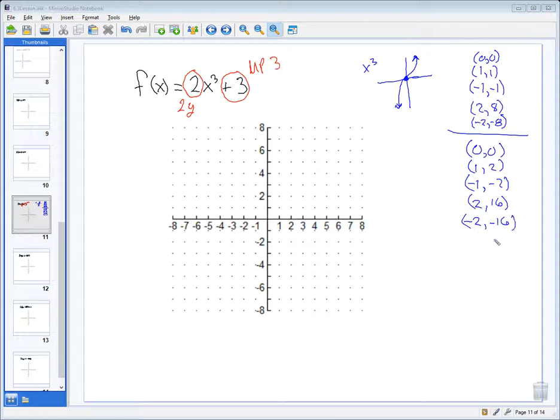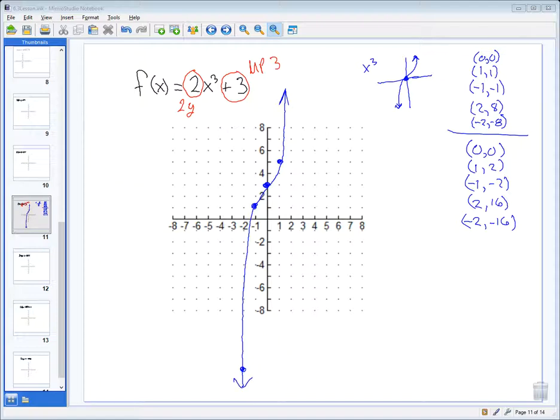Then each of these points would be moved up 3 spots. So (0, 0) would be moved up 3 spots. (1, 2) would be moved up 3 spots. (-1, -2) would be moved up 3 spots. (2, 16) is clear off our graph. And (-2, -16) is clear off our graph, and we'd move it up 3 spots. So we have a function that's coming up through here, curving and going up through here like this.